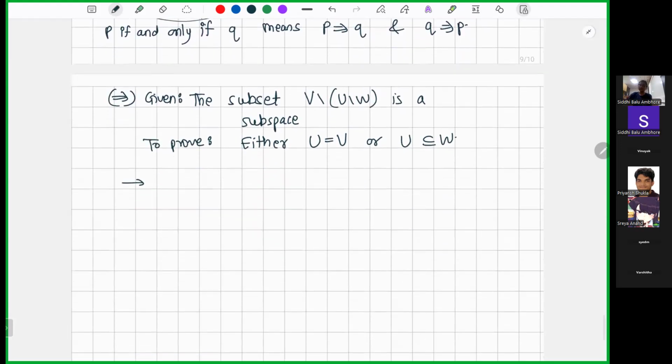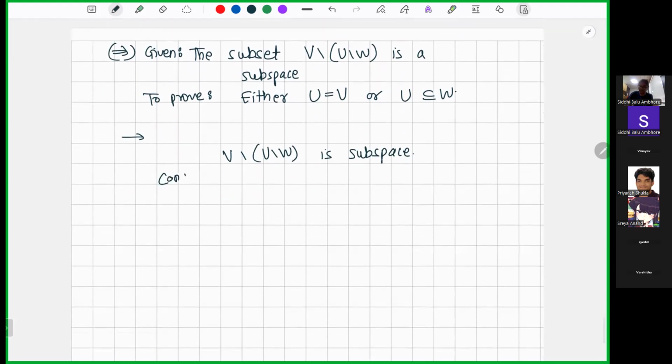So let us first understand what given statement is. So given statement is that V minus U minus W is a subspace. So if we try to understand this set, like what this actually means, so V minus U minus W is what? This is V minus U intersection W complement. This is what this set means, okay? So in general, A minus B means A intersection B complement.